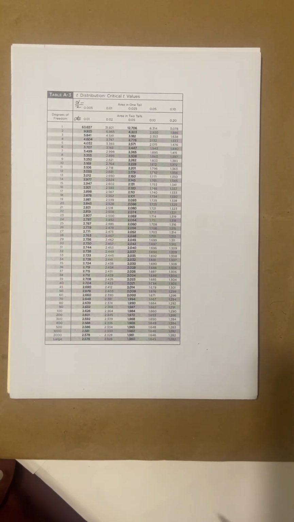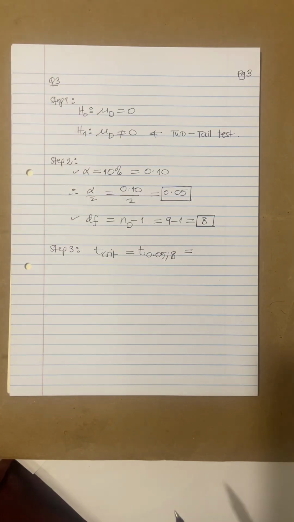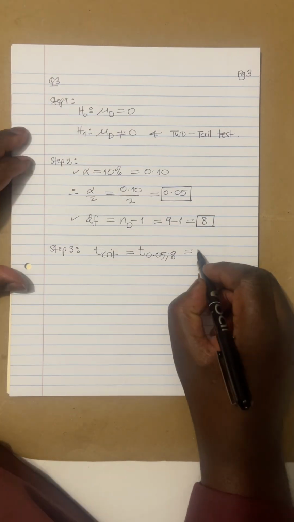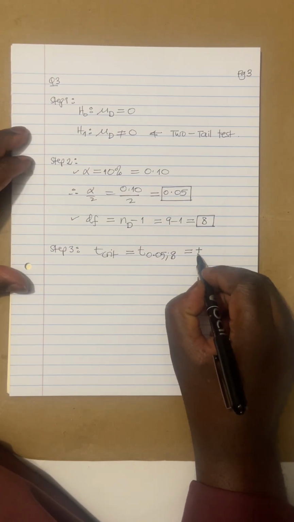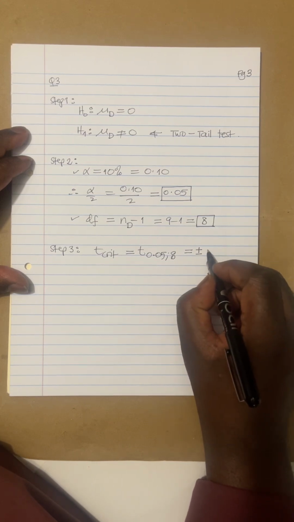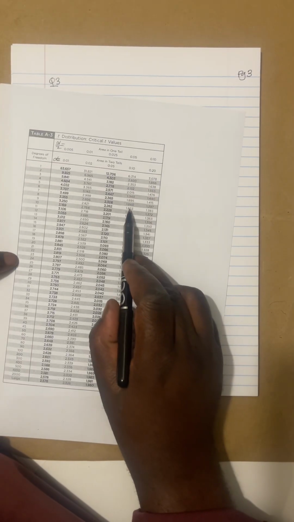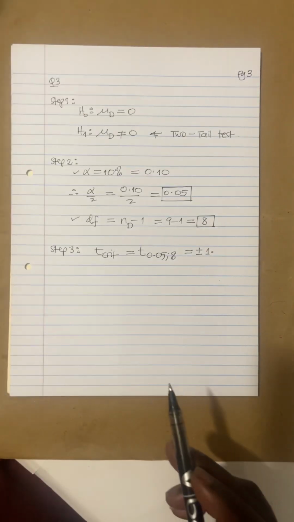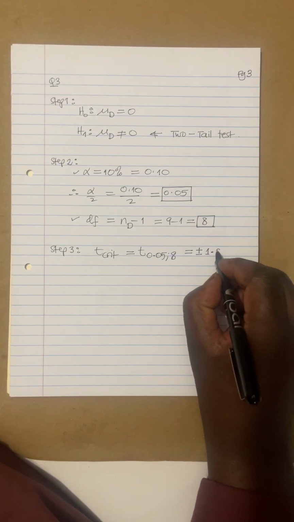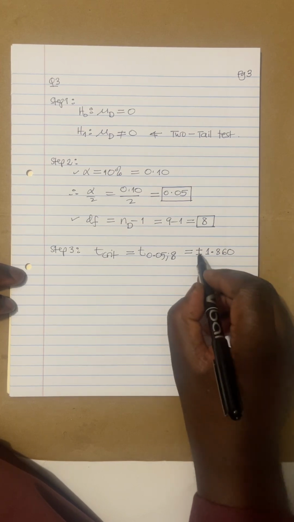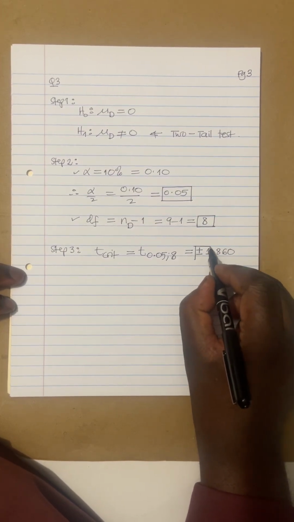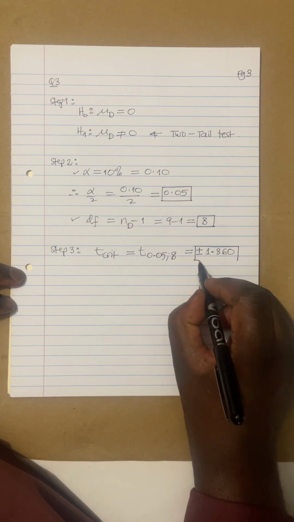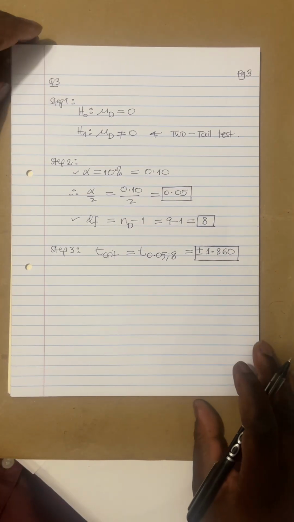That's our critical value, 1.860. So T critical is 1.860. Remember now, it's a two-tail test, so it has to be plus or minus by symmetry. So 1.860, if I remember correctly, 1.860. Yes, 860. That's correct. 1.860. That's the critical value right there. Right. Step number 3. This is all we do in step number 3.